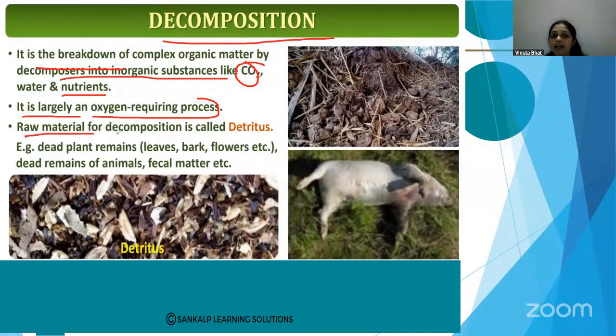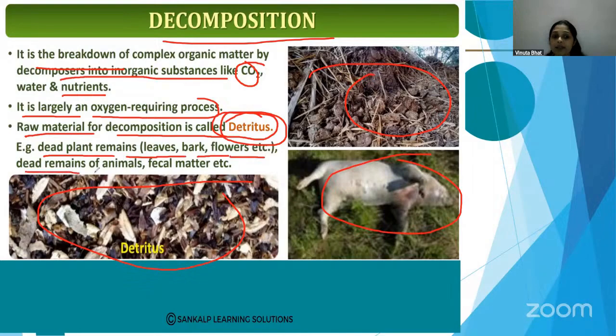Decomposition of any organism's body or any fecal matter requires oxygen. The raw material for decomposition is called detritus. So these all are raw materials that undergo decomposition, that is called detritus. For example, detritus includes dead plant remains, leaves, bark, flowers, dead remains of animals, and fecal matter. These all are called detritus, which undergo decomposition.